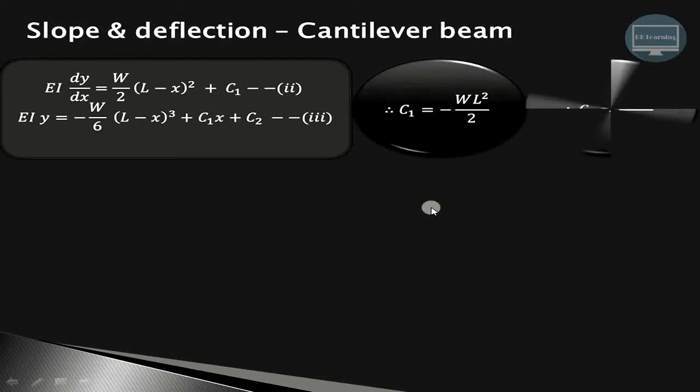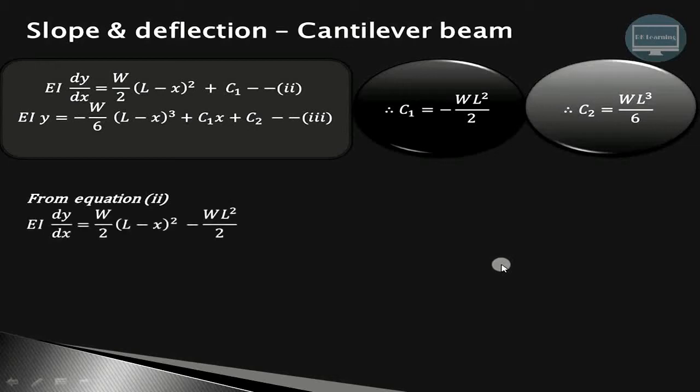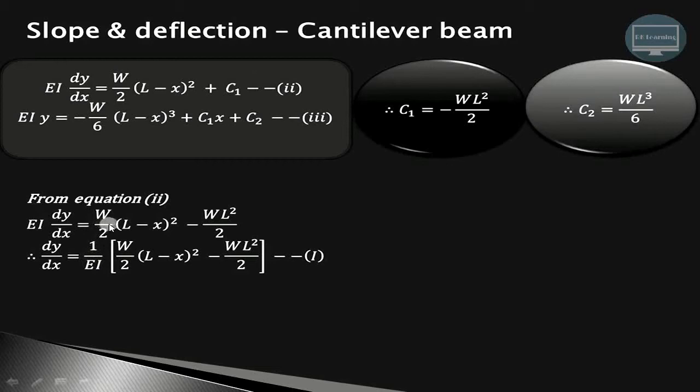Now we have obtained the two values, that is c1 is minus WL square by 2 and c2 is WL cube by 6. So we can substitute these values of c1 and c2 in equations 2 and 3. So from equation 2 we have EI dy by dx is equal to W by 2 (L minus x) bracket square plus c1, and the value of c1 that we have obtained is minus WL square by 2. So in general we can say that slope is given by, this EI term we have transferred on this side, so 1 upon EI, and this W by 2 (L minus x) bracket square minus WL square by 2 as it is.